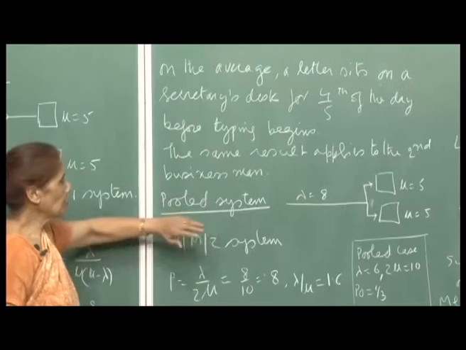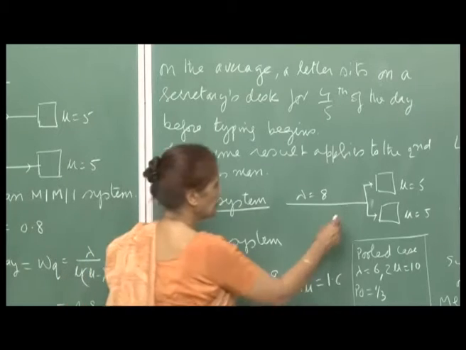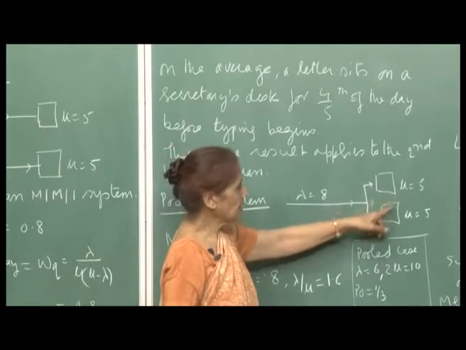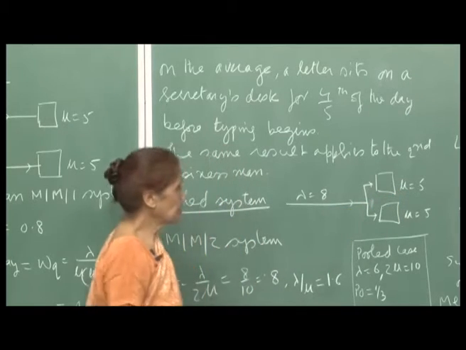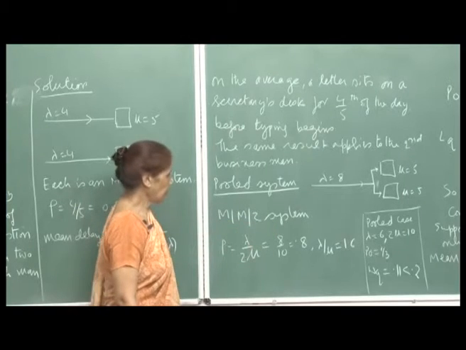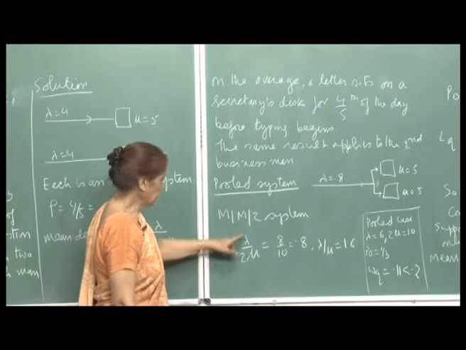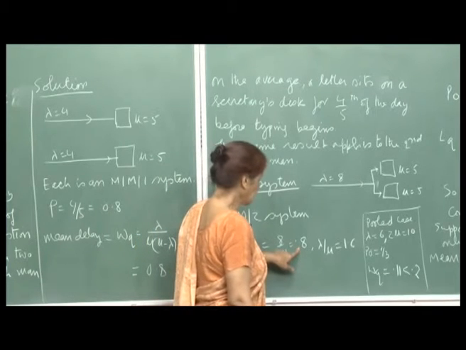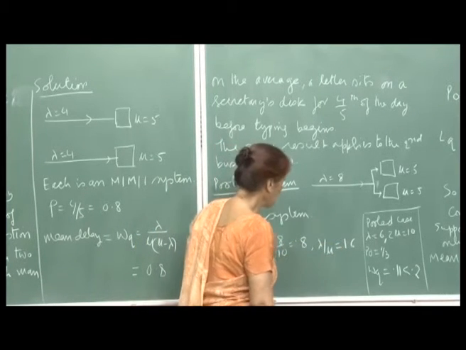Now, suppose you pool the system. Then your input will be 8 letters a day, and you have 2 servers now, each of them typing 5 letters a day. So, this is the MM2 system, and your rho will be again lambda upon 2 mu, which is 8 by 10. So, this is 0.8, and your lambda by mu is 1.6.